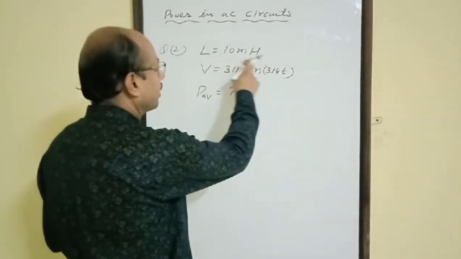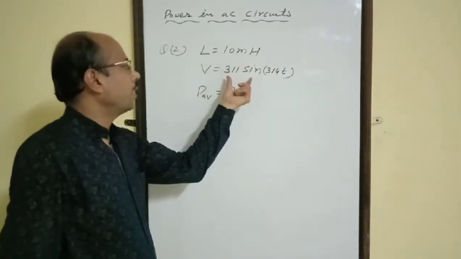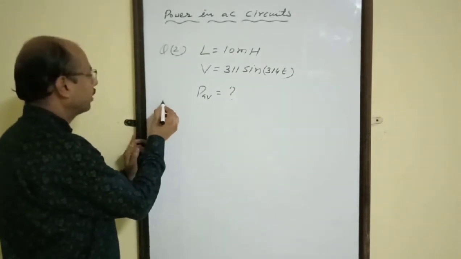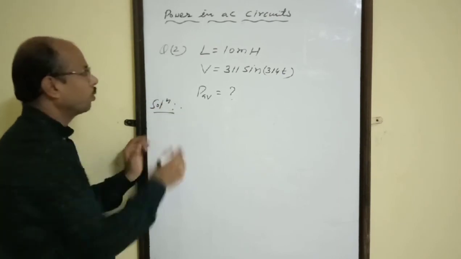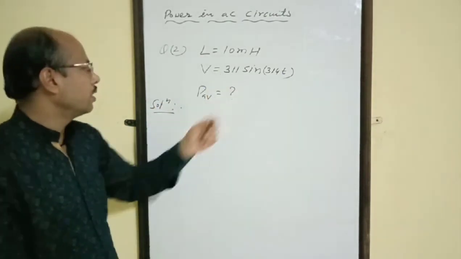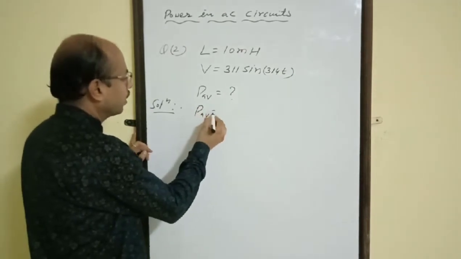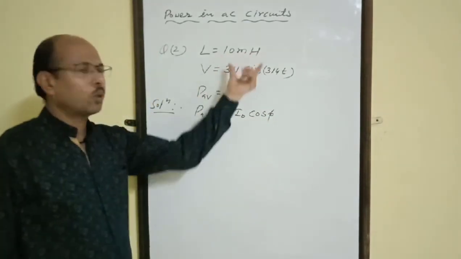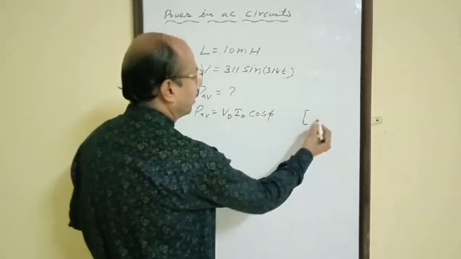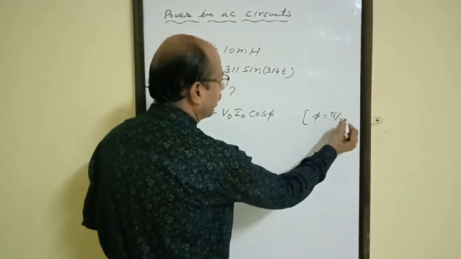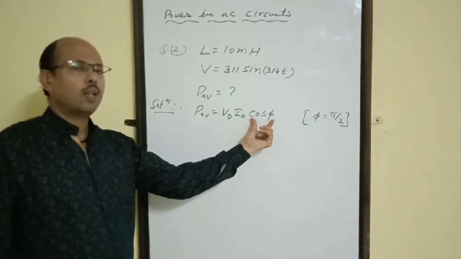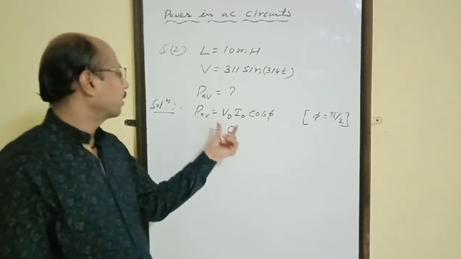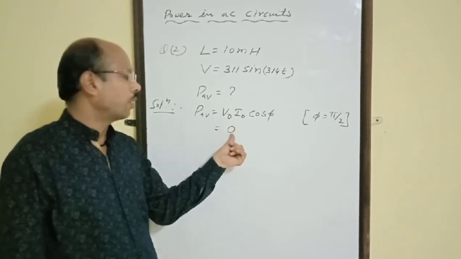If we see, this is an inductor connected with an alternating source of EMF. You need not calculate. The answer is very easy, because P average equals V naught I naught cos phi. In the case of an inductor, phi equals pi by 2, and directly we can write the answer 0, because an inductor consumes no power. Therefore P average will be equal to 0.